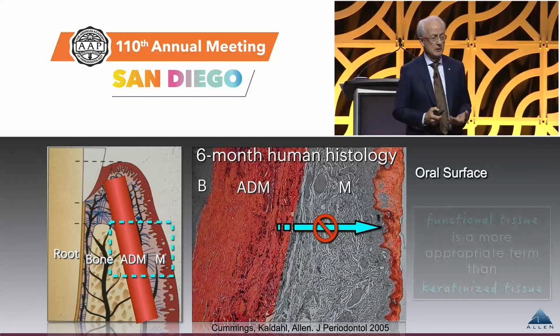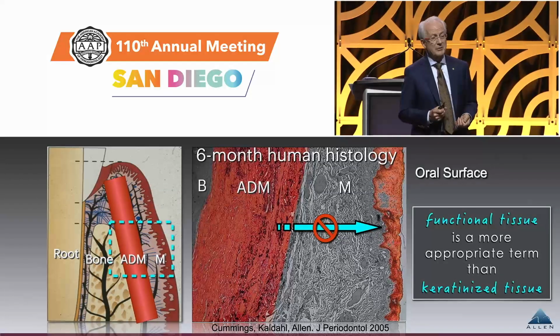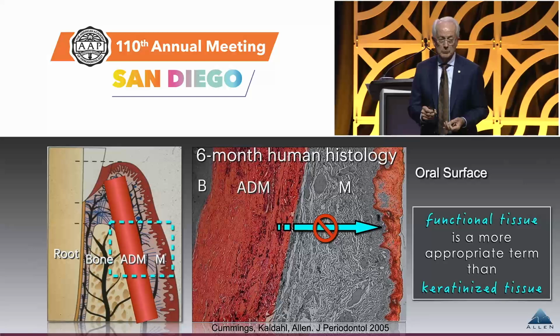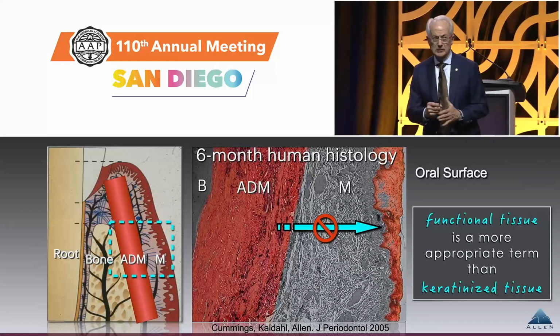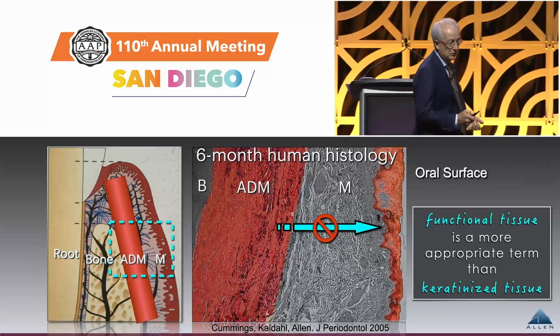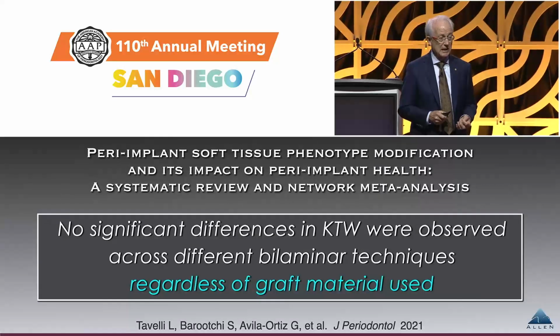I've showed you some long-term follow-ups. So I think functional tissue is a more appropriate term rather than keratinized tissue. Keratinized tissue has a lot of issues that you've probably heard me talk about, and my time is up, so I can't do it now.